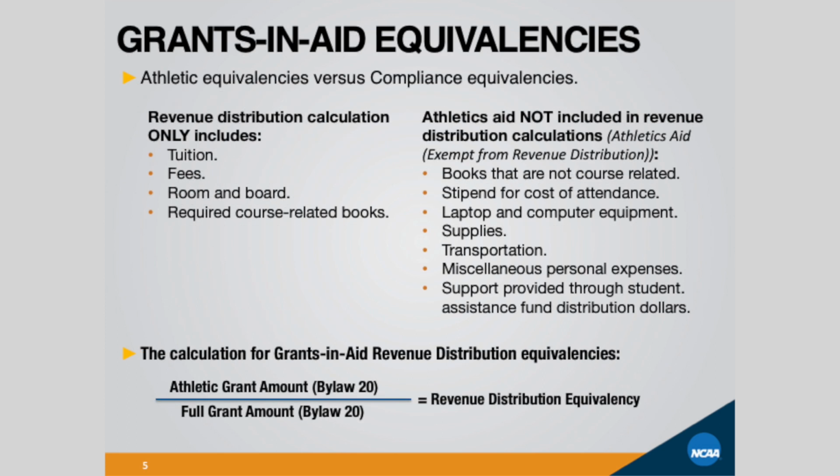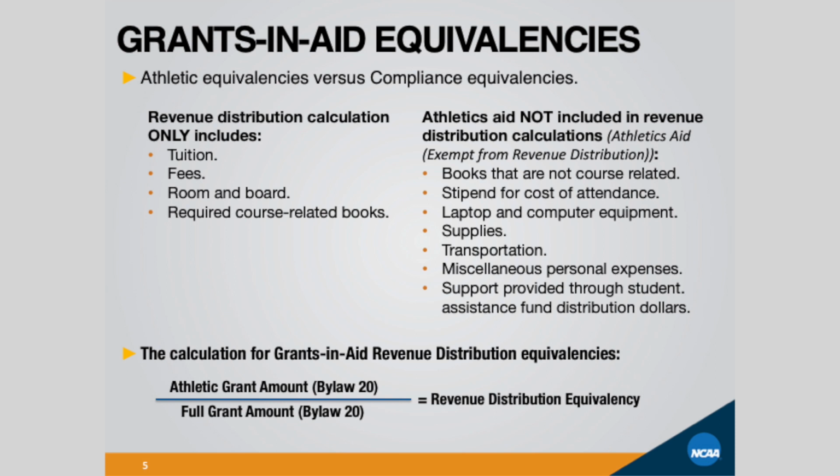The Grants and Aid revenue distribution is calculated based on the number of athletic equivalencies awarded, which can be different from a compliance equivalency. For Grants and Aid revenue distribution purposes, only tuition, fees, room, board, and required course-related books should be used to calculate the Grants and Aid equivalency. For compliance purposes, the items to the right, which are sometimes referred to as cost of attendance, Bylaw 15 aid, or other expenses related to attendance, can be used to calculate the compliance equivalency.